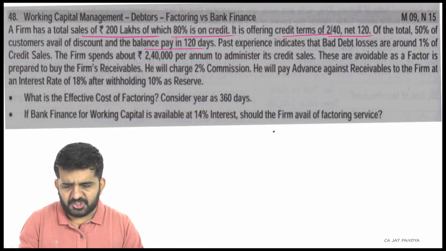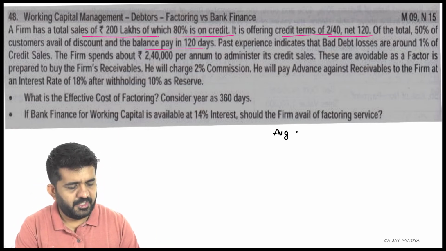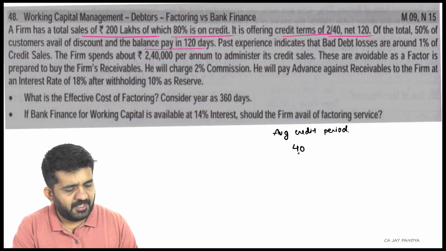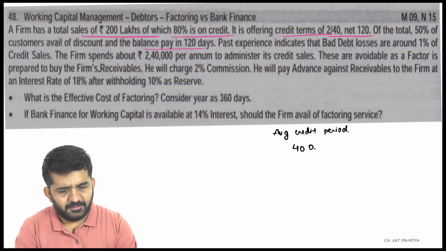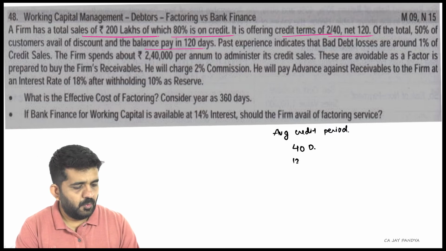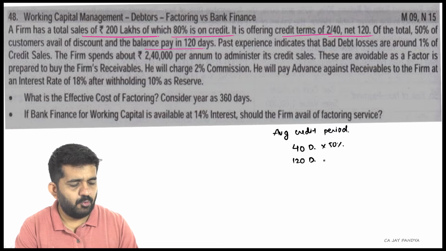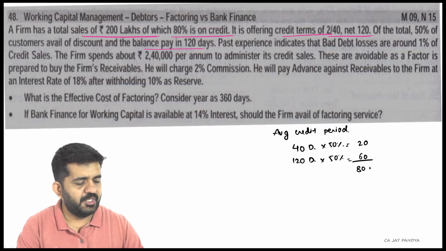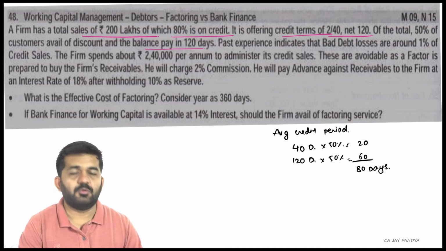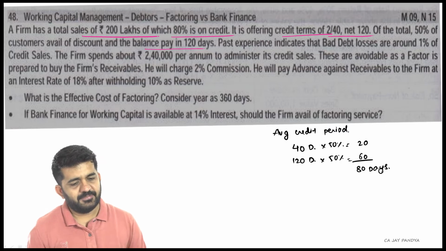Let me find out the average credit period given to debtors. Some of them might pay in 40 days. Some of them might pay in 120 days. How many people pay in 40 days? 50%. How many people pay in 120 days? 50%. I am finding out the weighted average: 20 plus 60, so the average period is 80 days. For the purpose of calculation, I will be considering 80 days.